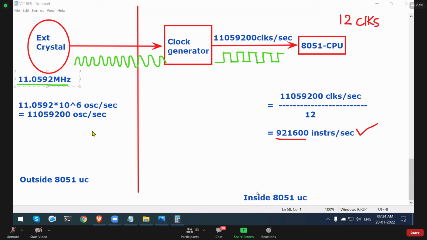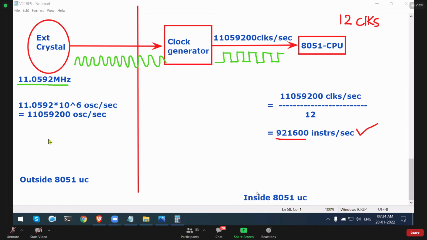Write down one note. The number of oscillations per second is called frequency. So this number 11.0592 represents how many oscillations have to be generated in 1 second. So the number of oscillations per second is called frequency. Okay, so these many oscillations are getting generated in 1 second.